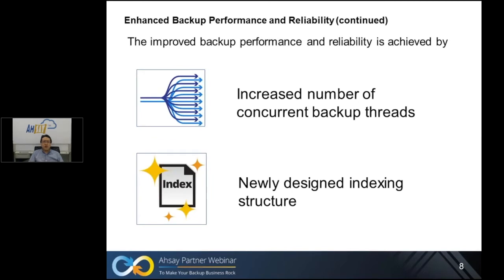The improved backup performance and reliability is achieved by, one, the increased number of concurrent threads used for the Exchange 2016 MailLevel backup. And also, we have a newly designed indexing structure to improve reliability and resilience.